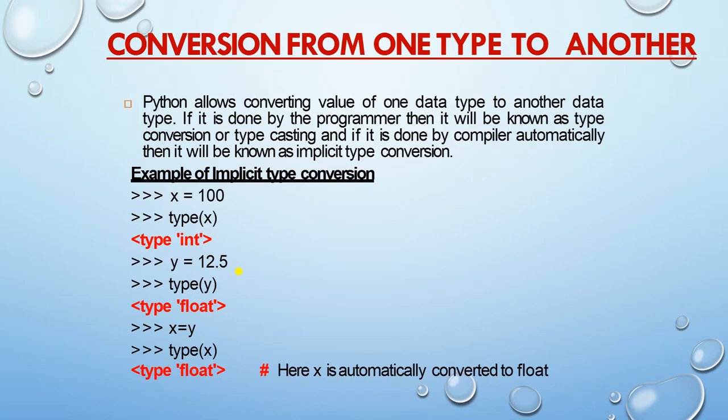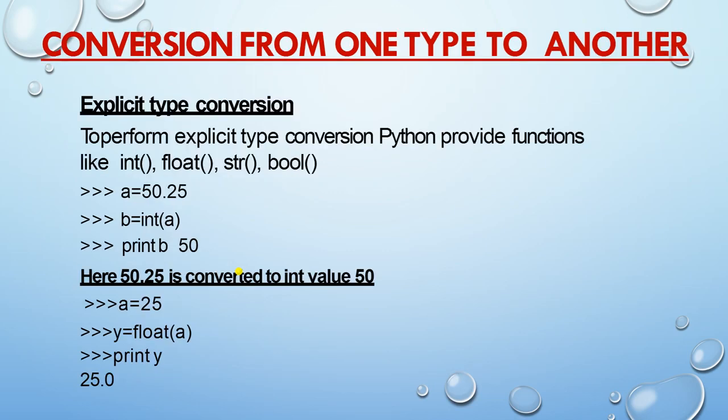For example, x is equal to 10. Now we check the type of x, that is int. Now y equal to 12.5, so the type of y is float. If I write x is equal to y, the value of x is now 12.5 and the type is also changed. If you check the type of x, it will give you float. So here the type of x is automatically converted to float. This is the implicit type conversion.